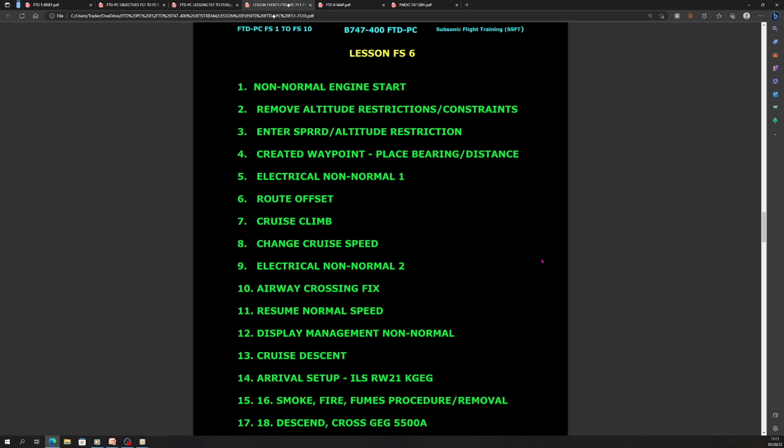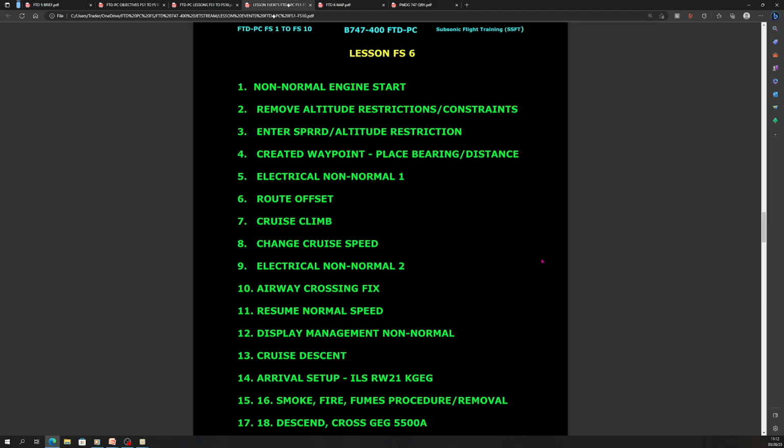Then we get an offset due to whatever, and we'll say weather. They want us to offset our route. And during the offset, we'll do a cruise climb. We'll change our cruise speed. I think this time we'll probably do it through the CDU. I think last time we did it through the mode control panel via speed intervention. But again, we can do the same thing through the CDU if we choose to.